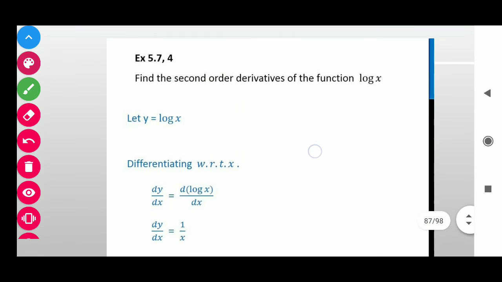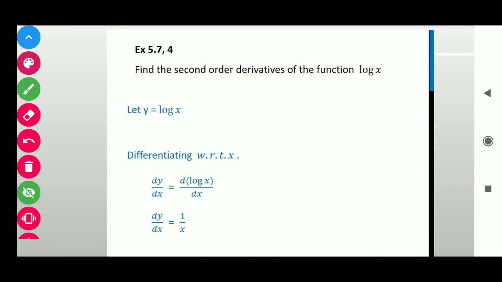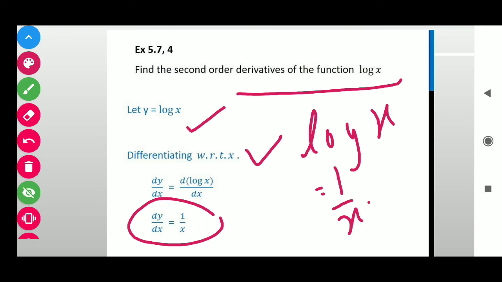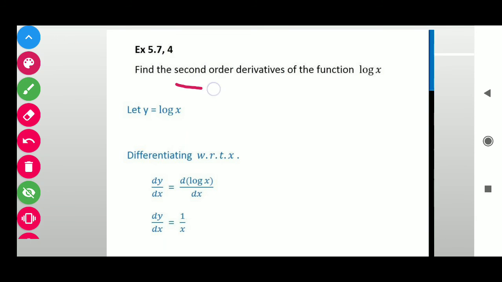And here students we have the next question, question number 4. Find the second order derivatives of the function log x. Let y equal log x, differentiate with respect to x, we get. Students, we know that the derivative of log x is 1 over x. So students, here we have log x, so the derivative of log x is 1 over x, and the derivative of x is 1. So students, here we have to find the second order derivative.